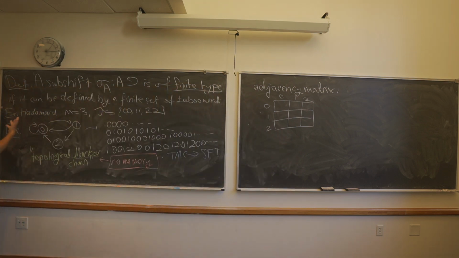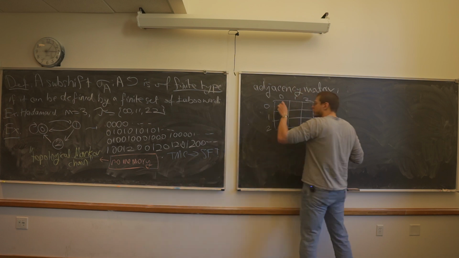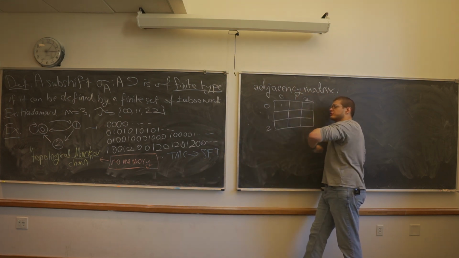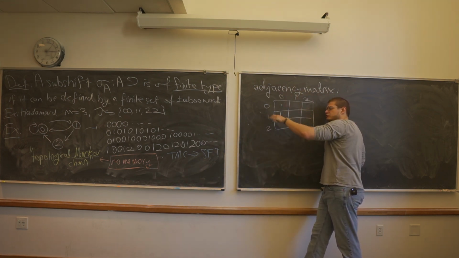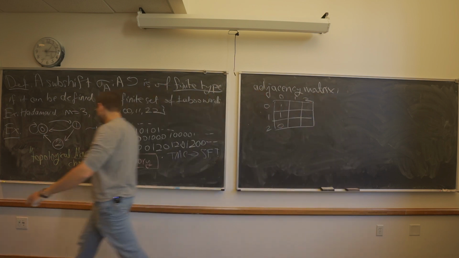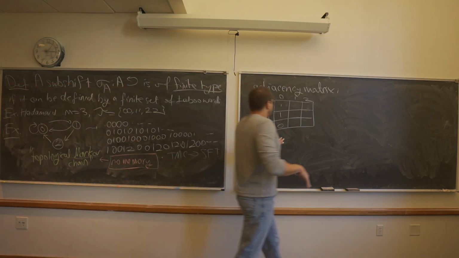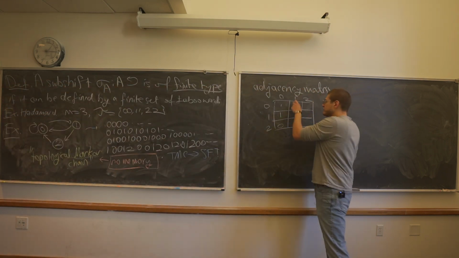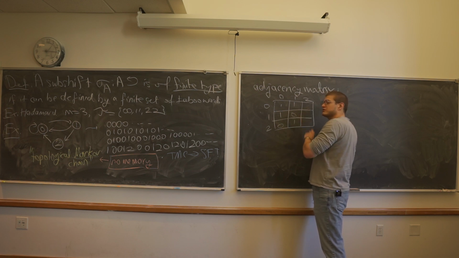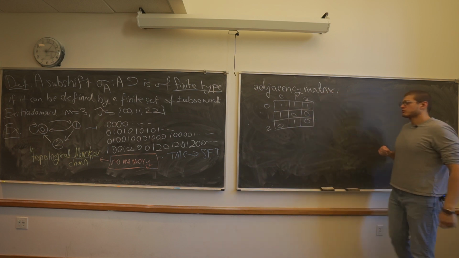And how do you populate this matrix? Well, you say, where can I go from state 0? I can go to 0 or 1. And so you put 1 here, because from 0 you can go to 0. 1 here, because from 0 you can go to 1. But here you put a 0 because you cannot go from 0 to 2. Okay, based on this graph. From 1, you can go to 0, and 2, you cannot go to itself. From 2, you can only go to 0.